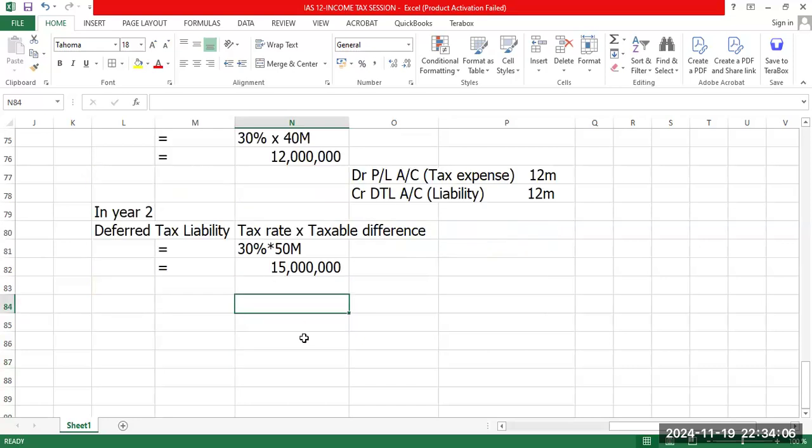Okay, what are the entries? It means that ideally, what does this one mean? It means that a liability has increased from 12 million in year one to 15 million. So it means that you have an increase in a liability.